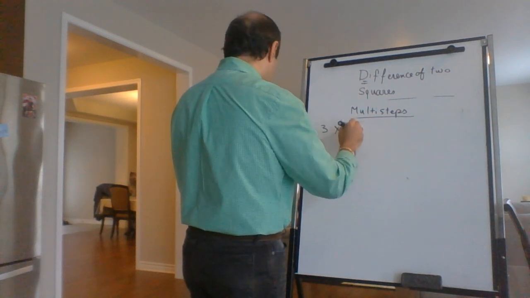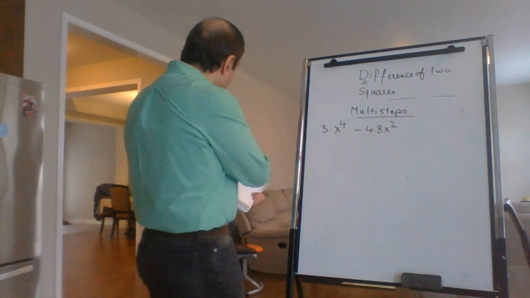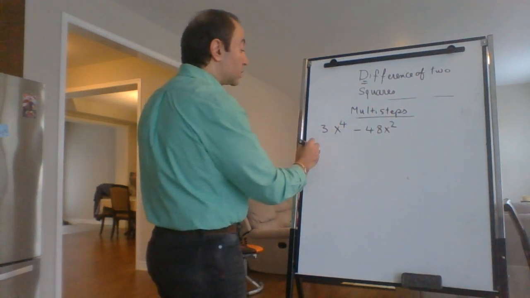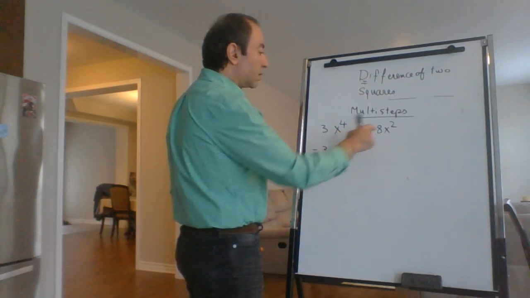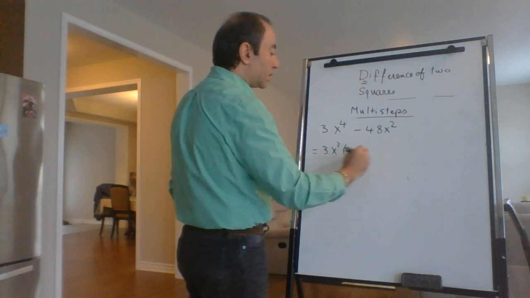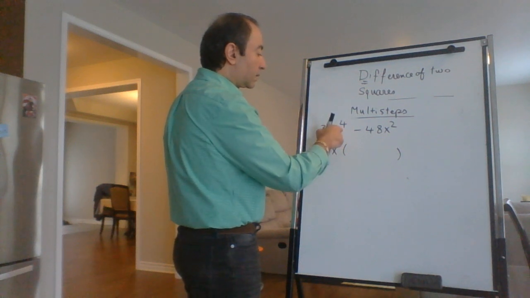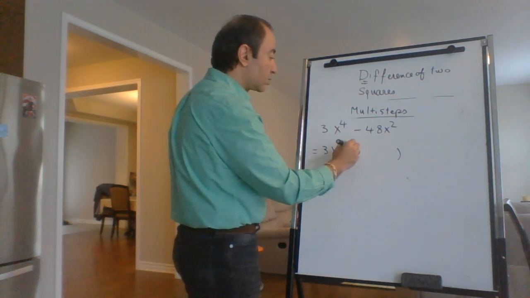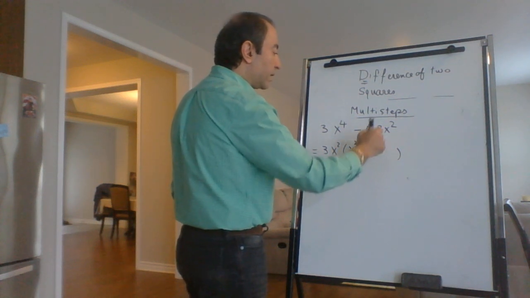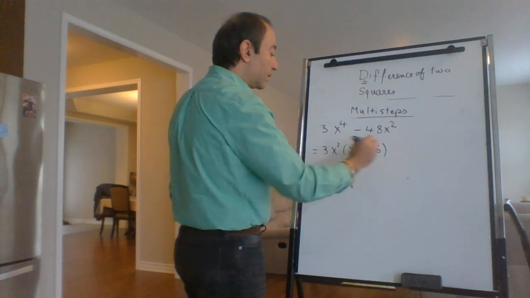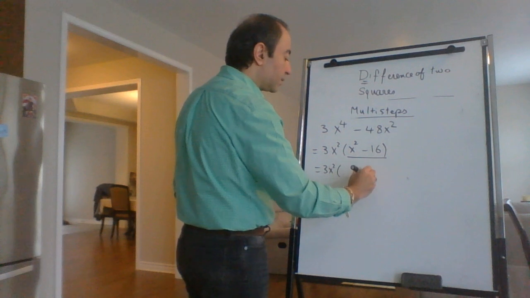X to the power of 4 minus 48x squared, and we need to factor this. So again, I will look for common factors. 3 is common and x squared is common. When we divide, we subtract the powers, so x to the power of 4 divided by x squared is x squared, minus 48 divided by 3 is 16, x squared divided by itself is 1.